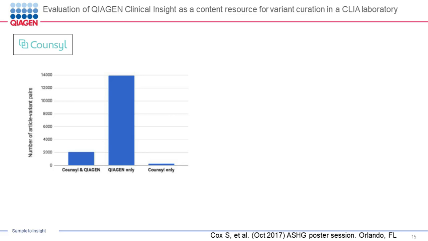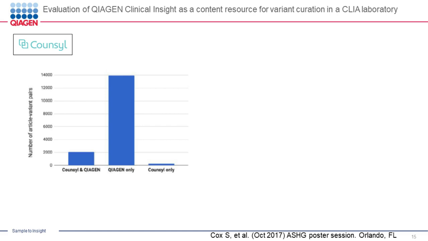This is a study performed by Counsel, a health technology company that offers carrier screening and hereditary cancer risk assessment. At last year's American Society of Human Genetics meeting, Counsel presented their findings in a poster from an evaluation they performed. The goal of this evaluation was to assess whether utilization of Qiagen's variant-specific bibliographies within QCI could match the level of accuracy and quality of Counsel's more time-intensive manual article selection approach.